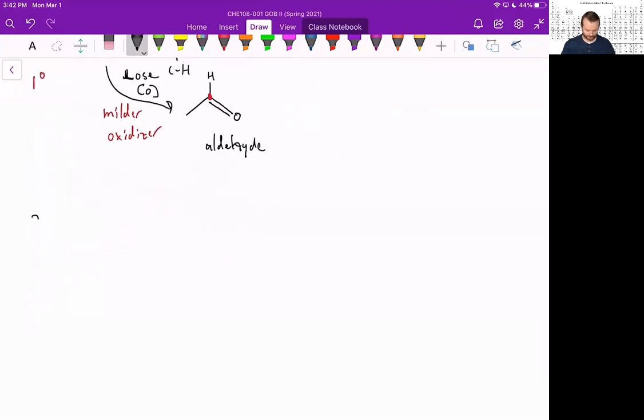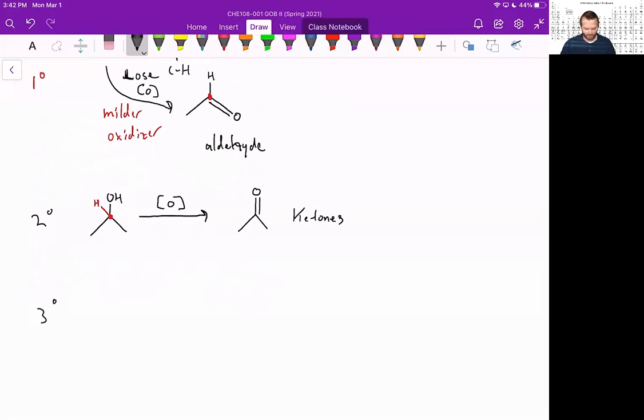Secondary alcohols, let me draw an example, only have one carbon-hydrogen bond on the carbonyl carbon as indicated here. When they are treated with an oxidizer, they form ketones. So they cannot be oxidized any further, just because there are no more carbon-hydrogen bonds.